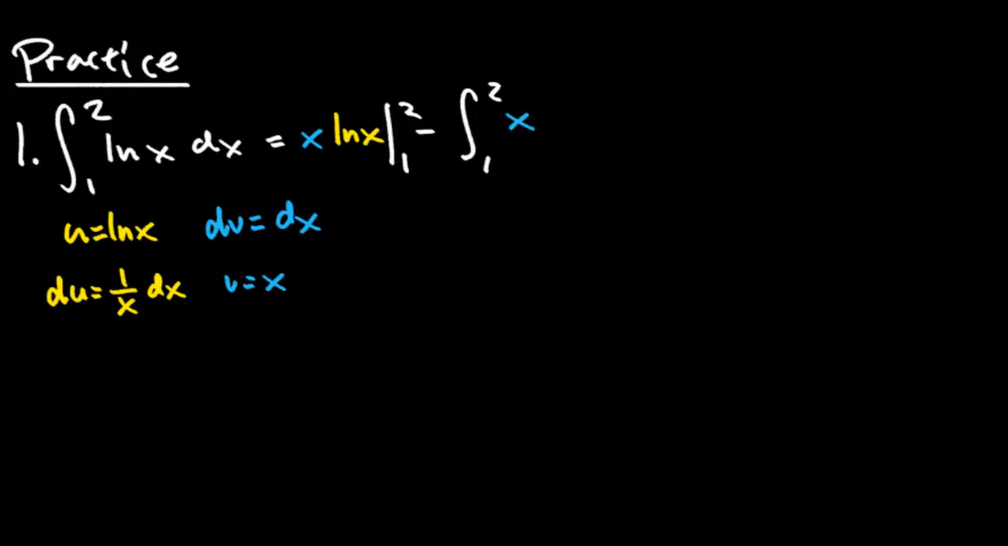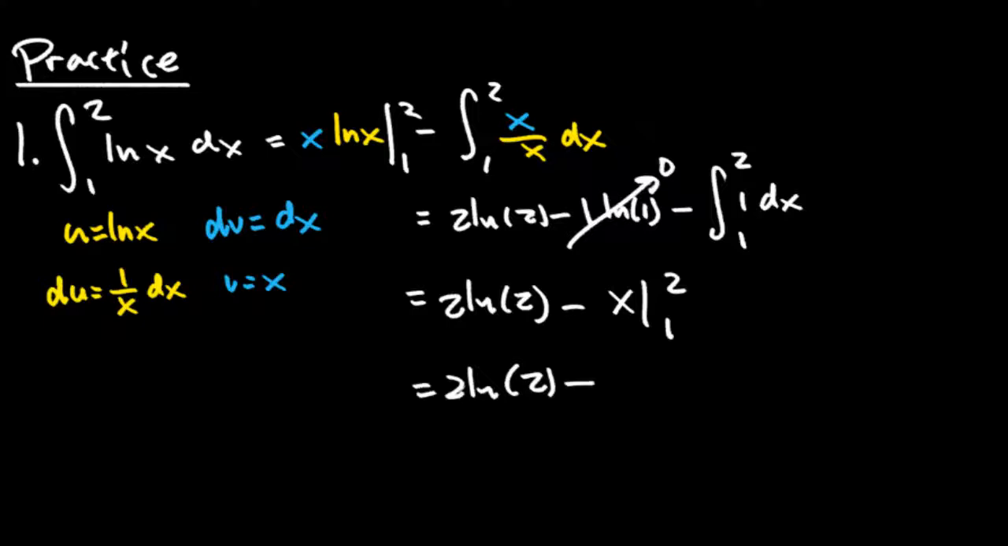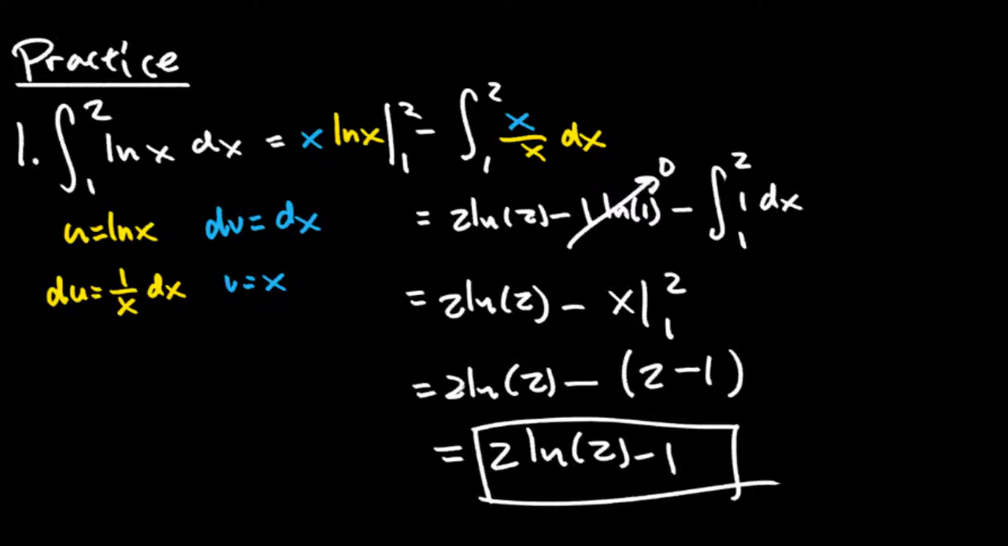So v is x, and du is 1 over x dx. Oh, hey, look, that actually looks pretty nice. So we get 2 ln of 2 minus 1 times ln of 1 minus the integral of 1 dx from 1 to 2. So that's gone. 2 ln of 2 minus x evaluated from 1 to 2. 2 ln of 2 minus 2 minus 1. Alright, so then that's just 2 ln of 2 minus 1, and that's our integral.